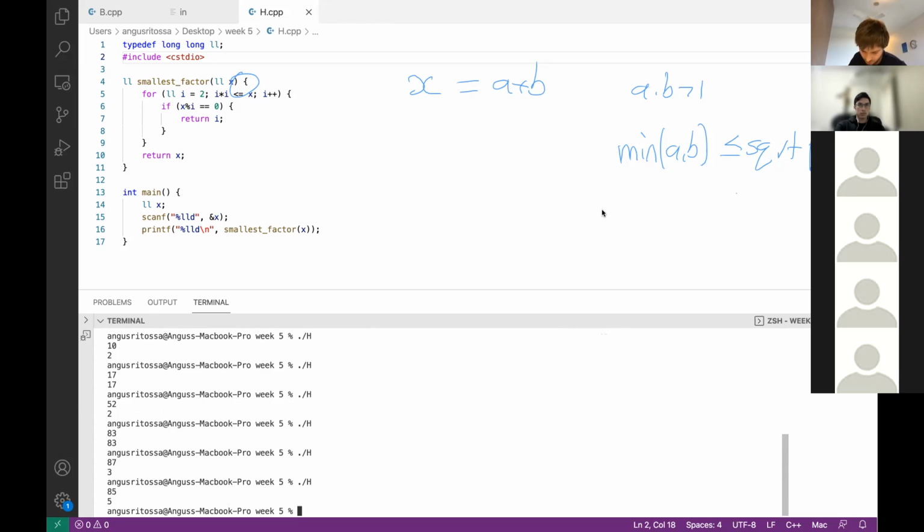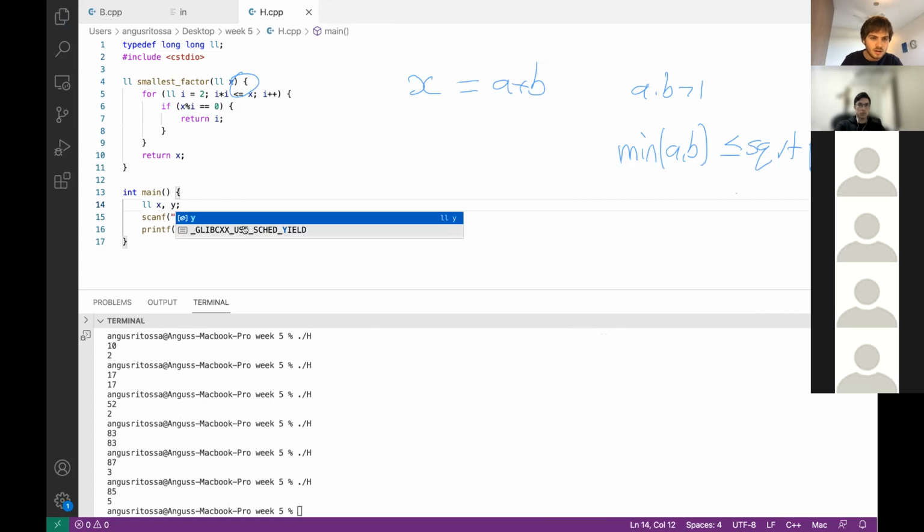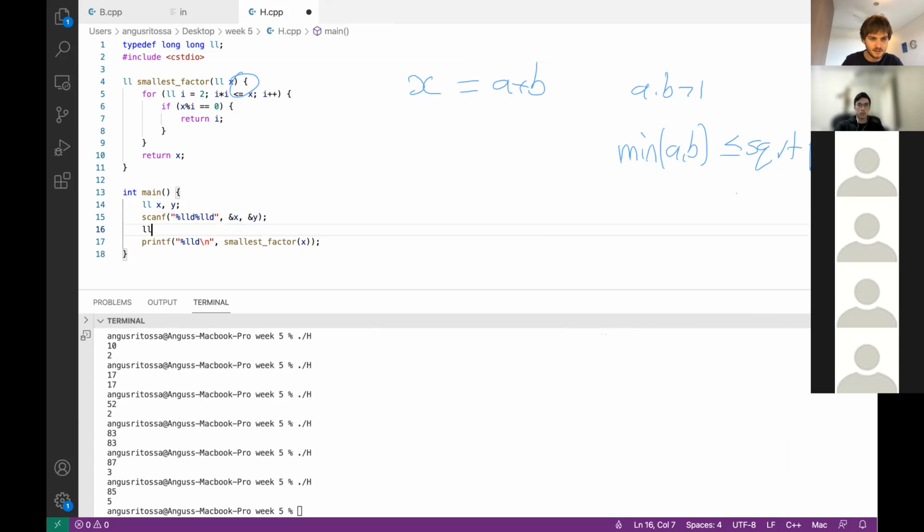Smallest non-1 factor, obviously. And so to solve this problem, case 1: we're given x and y, we scan in x and y, and the answer is the smallest factor of x plus the smallest factor of y. And that is case 1. Now that's the first case.